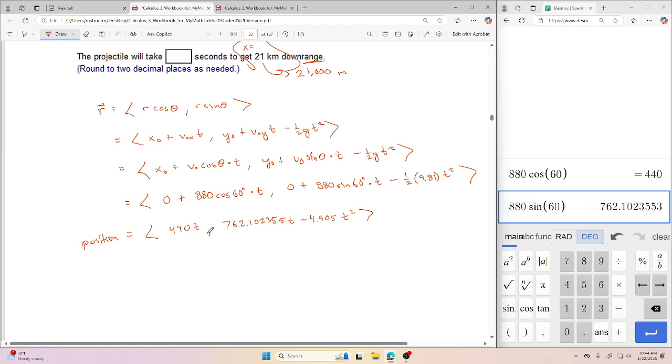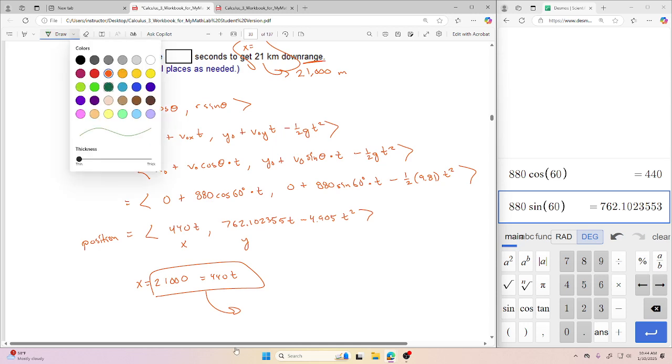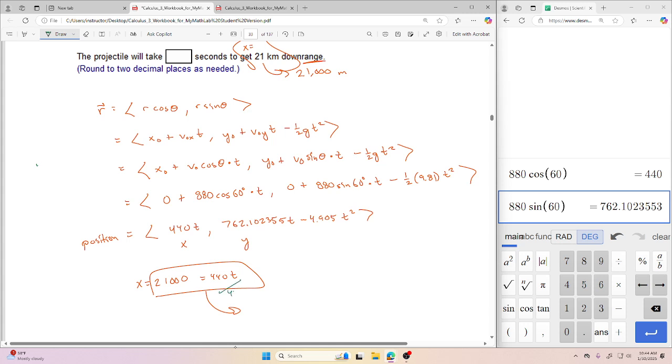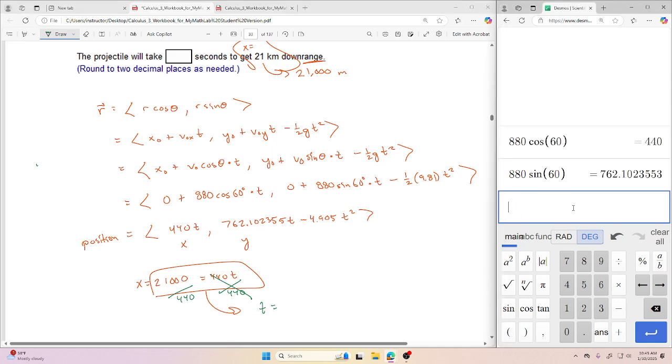So I feel like we did way too much work, because this is my X, this is my Y. They're just saying that X is equal to 21,000, which is just this guy here, and they want to solve for T. This is my equation, solve for T. What do I do? 4905? Yes. But ultimately, that didn't even matter, apparently. So let's just divide those.